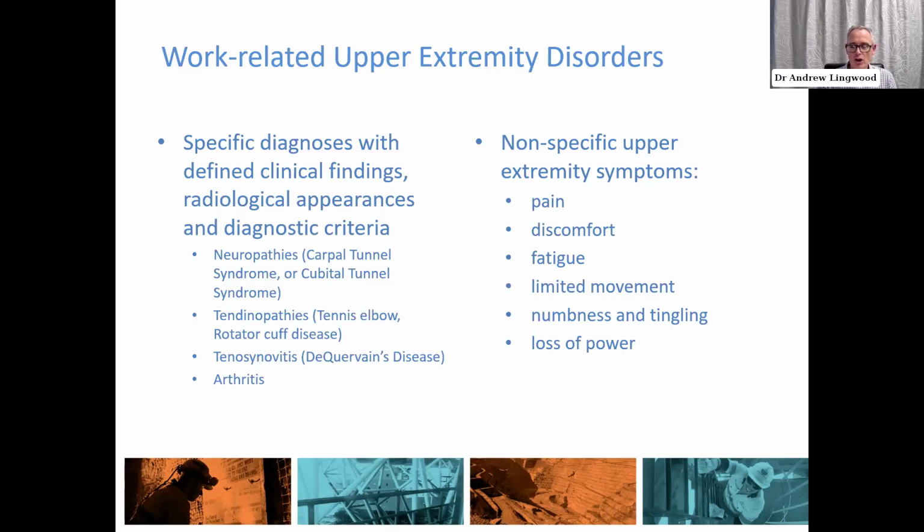So things up there, which as you can see, have defined clinical findings or radiological findings or certain test results or diagnostic criteria. These might be things like the neuropathies. Carpal tunnel syndrome has particular neurological findings on examination and characteristic nerve conduction study findings. Relatively good condition to diagnose. Tendinopathies up there have fairly characteristic radiological appearances and clinical findings as well.